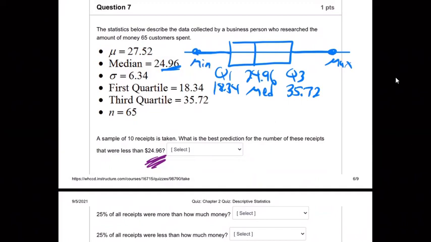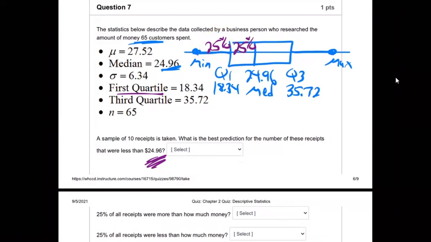So this is how much money 65 customers spent. They're not giving us the minimum, the maximum, whatever. We don't know them. But my point is, this is a box plot. The first quartile means the first quarter, which means 25% of the customers spent somewhere between the minimum and Q1. Remember, Q1 is the end of the first quarter. 25% of the customers are in that section.